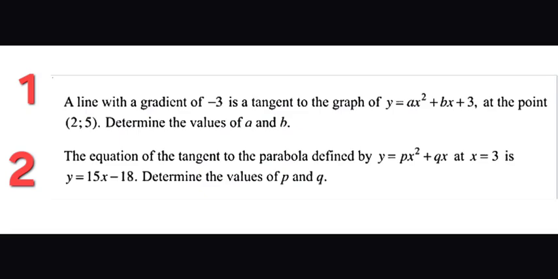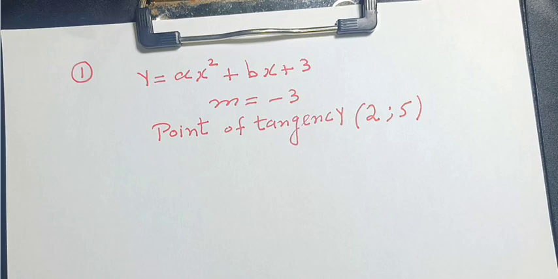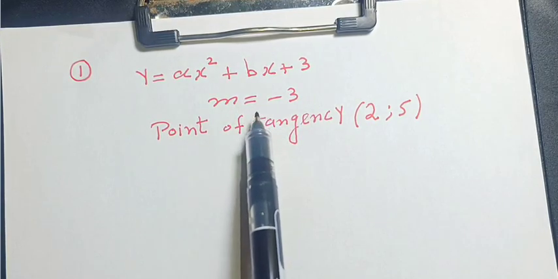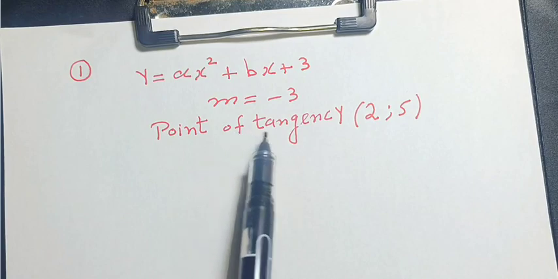Let's do it. For the first question, we have the point of tangency, which is (2, 5). We're going to substitute it into the equation of the graph, and then find the derivative of the graph. With the x value 2, we substitute into that derivative, then we'll find the equation, and equate both equations to determine the values of a and b. This is the equation and this is the gradient -3, and the point of tangency is given.